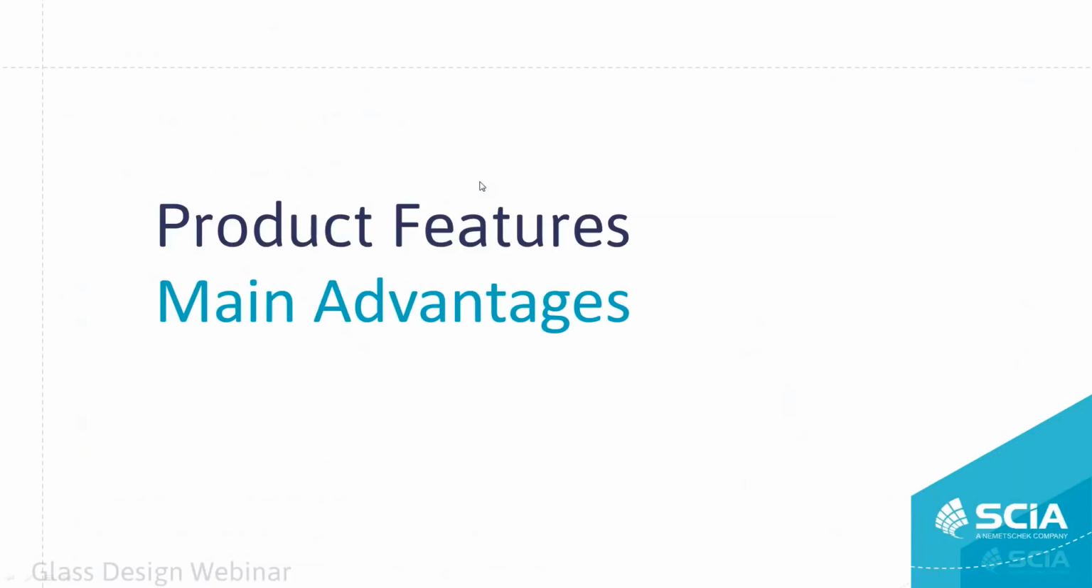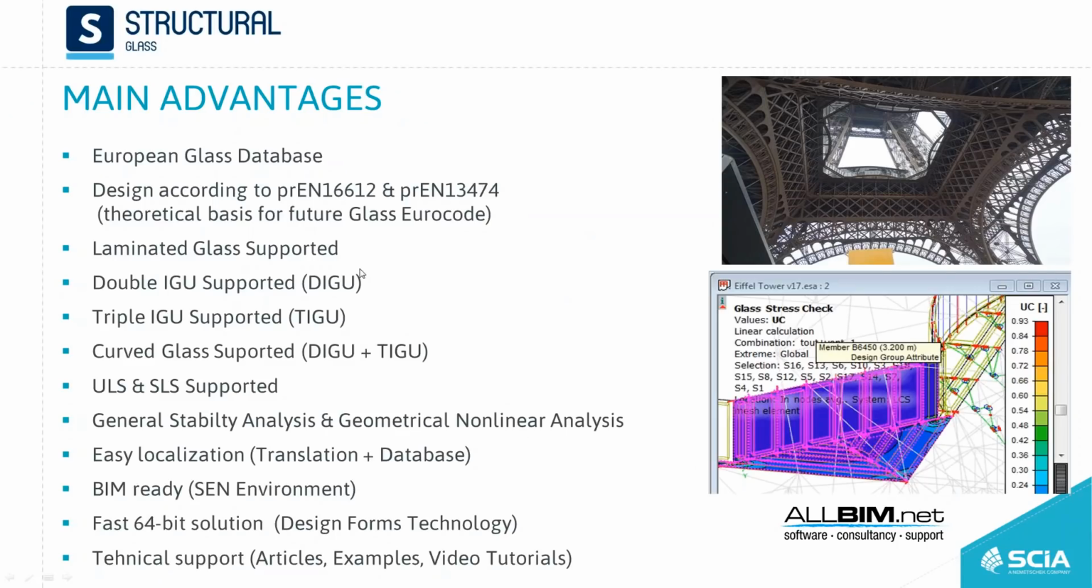Okay, some of the advantages of this solution. We are coming close to an end. For the moment, it's for the European market, but we can add any database to it, or even you as user can add any glass from any producer you find locally. It designs according to this code, which will become the Eurocode, and it supports all types of glass, laminated, double, triple, and so on. It performs the checks, ULS, SLS, and these features are provided by the SCIA environment, so it can do a general stability analysis to determine the alpha critical and perform the geometric nonlinear analysis.